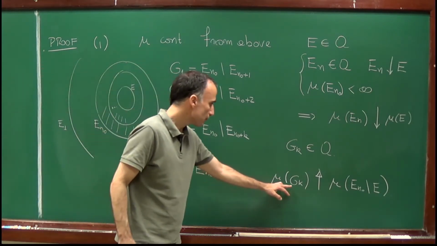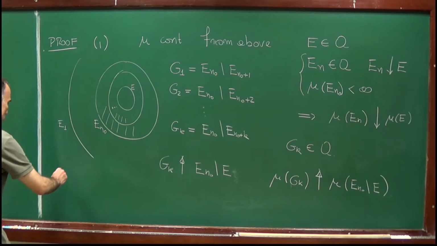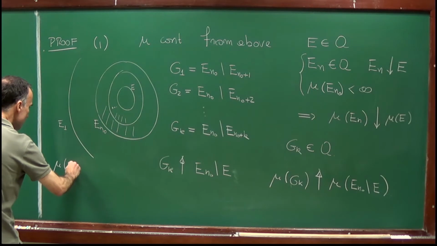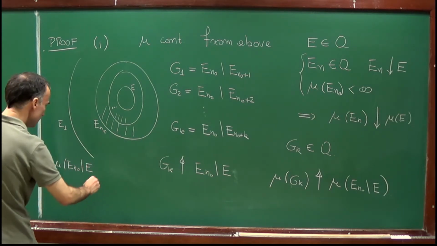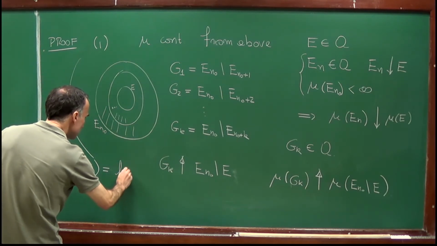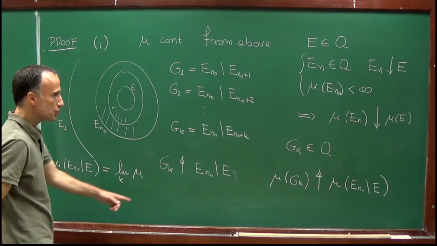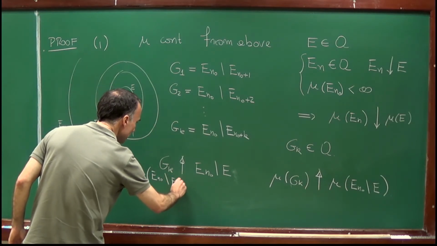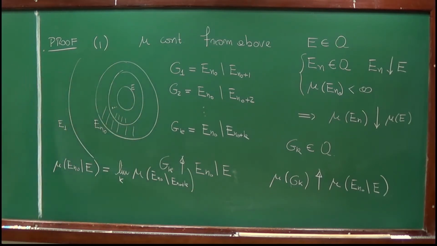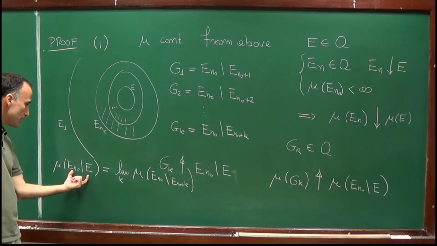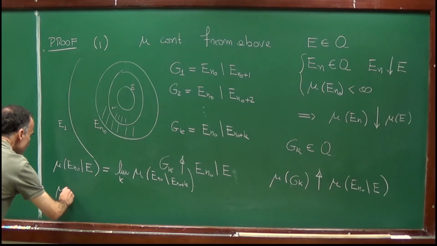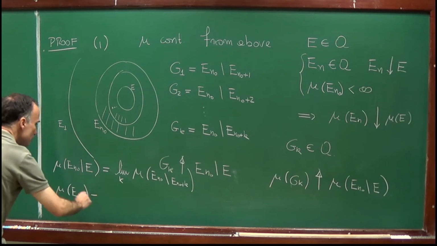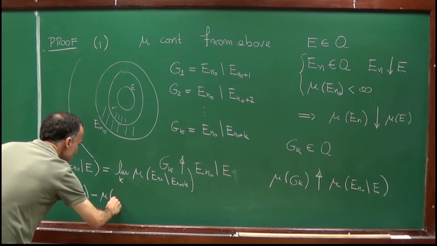So now, let's just write this here. So we have that mu of En0 minus E is equal to the limit in k of mu of Gk, but mu of Gk is mu of En0 minus En0 plus k. The measure of En0 is finite. E is contained in En0. So we've seen that if the measure of E is finite, the measure of this difference is the difference of the measures. So this measure is in fact mu of En0 minus mu of E.